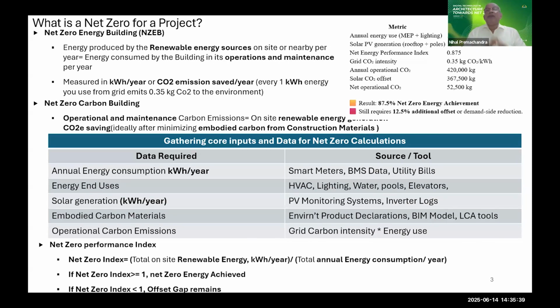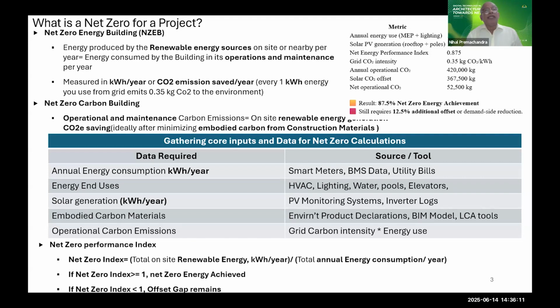Now, for example, I am giving this calculation for the Dubai Sports Complex. Here, I have got these figures, and if you want to know how it was done, maybe you can contact the organizers, and I can send you a copy of that calculation as well. And of course, we did not make 100% net zero energy, but we achieved 87.5% net zero energy. That is by producing energy with renewable sources.